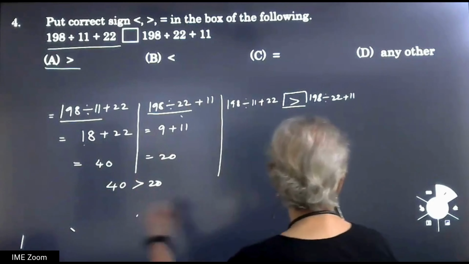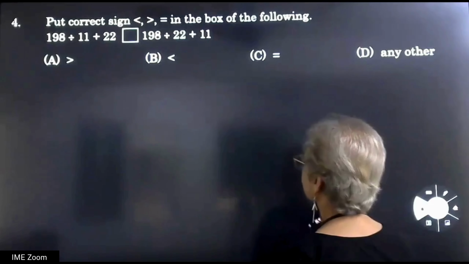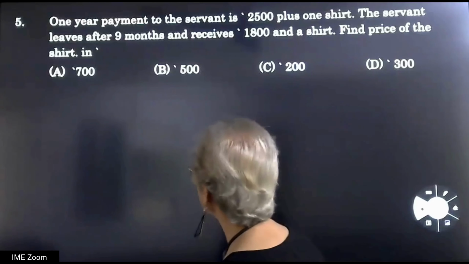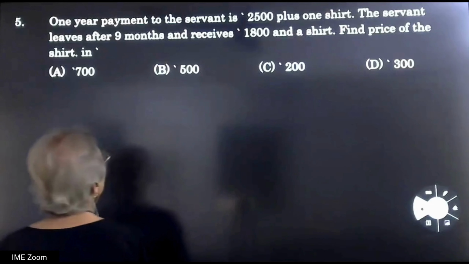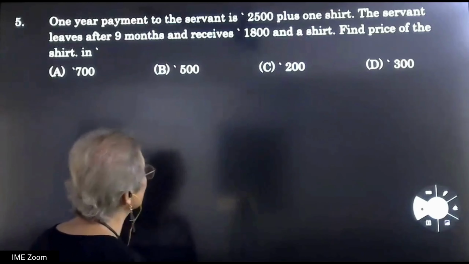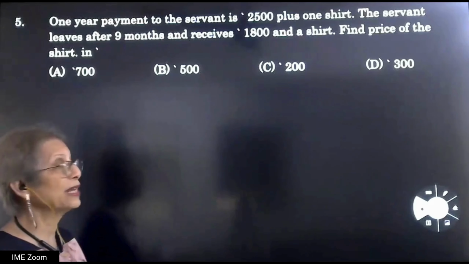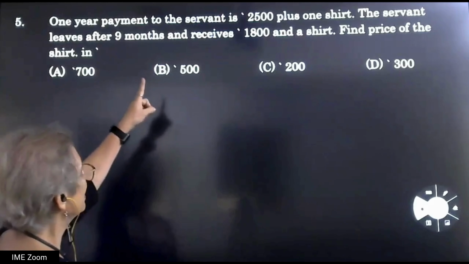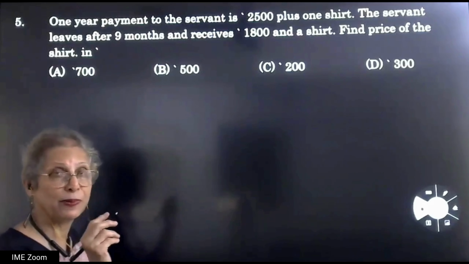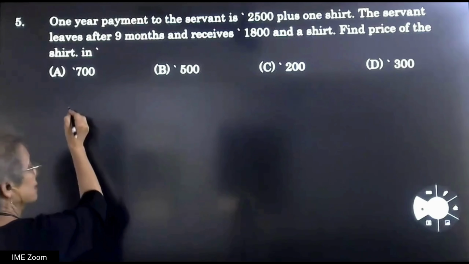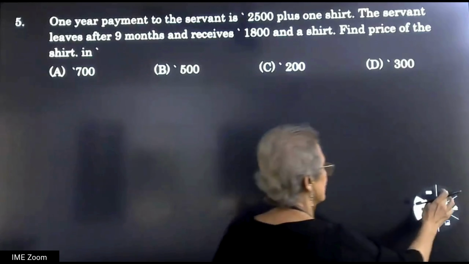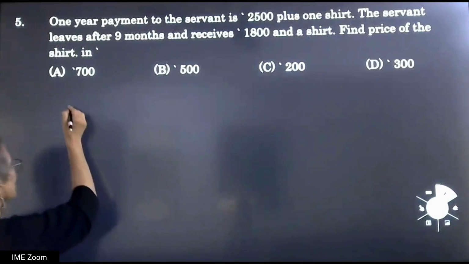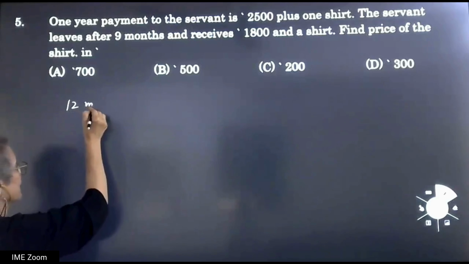Okay, so let us do the next sum. One year payment to the servant is 2500 plus one shirt. See, 1 year payment means 12 months payment. Okay, so let us write 12 months payment.